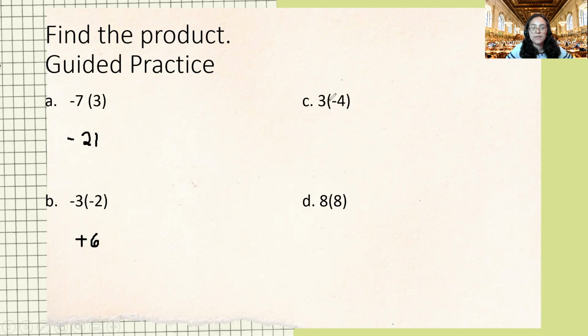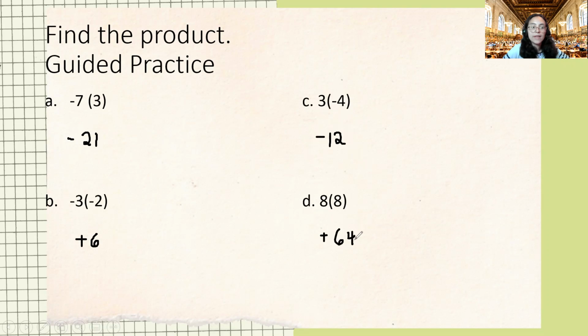For C, I have 3 times -4, and this is a positive 3 times a -4, positive times a negative, so that my answer will be negative. And 3 times 4 will give me 12, so my final answer is -12. For D, I have a positive times a positive, so my final answer is going to be positive, and 8 times 8 will give me positive 64.